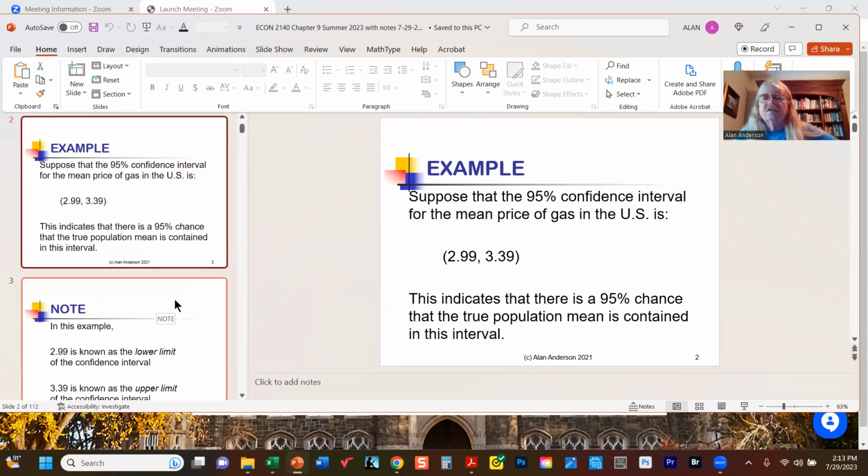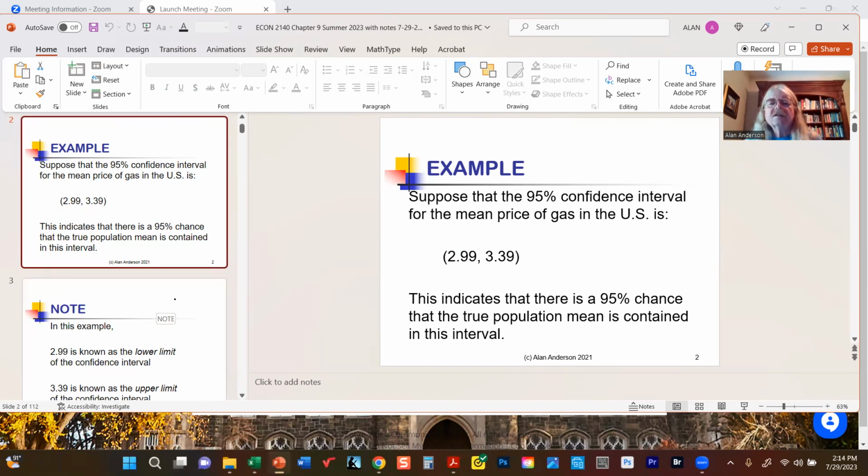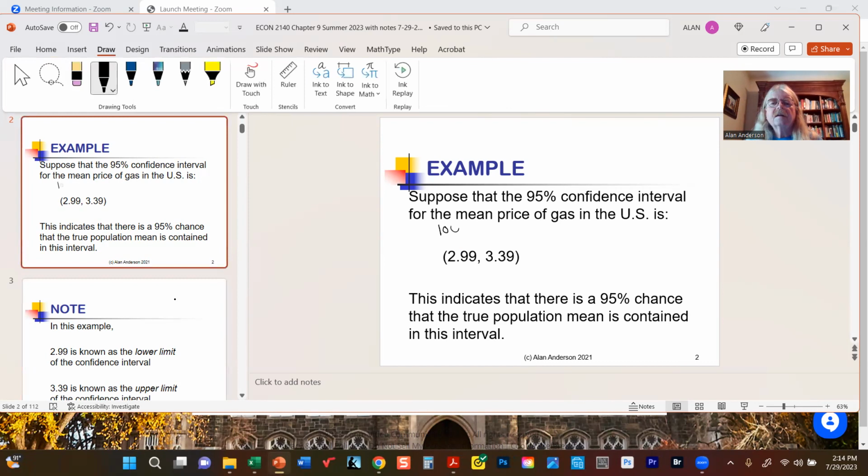So just a quick, simple example. What if we constructed a 95% confidence interval for the mean price of a gallon of gas in the United States, and we came up with this interval you're seeing here, $2.99 up to $3.39. So both of these are part of our interval. Think of this as the lower limit, okay, of our interval. And this is the upper limit.